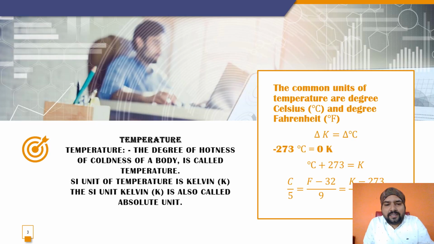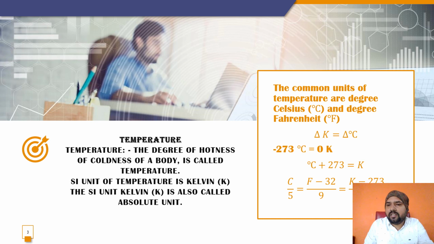So when we were talking about heat, I told that heat flows from one body to another solely due to the difference in their temperature. So let's try to know what temperature is. Temperature tells us the degree of hotness or coldness of a body. How hot or how cold a body is, we'll come to know by measuring its temperature.